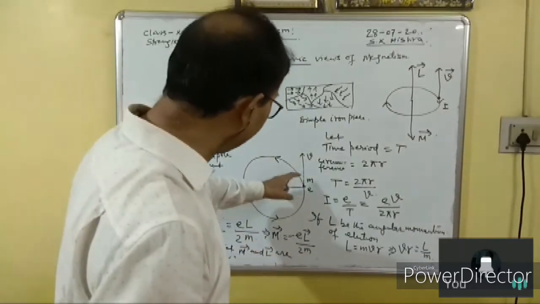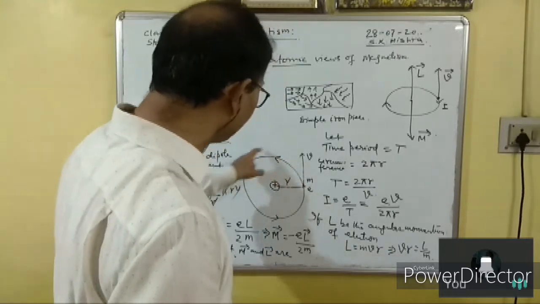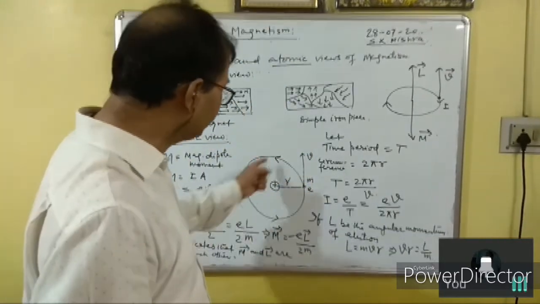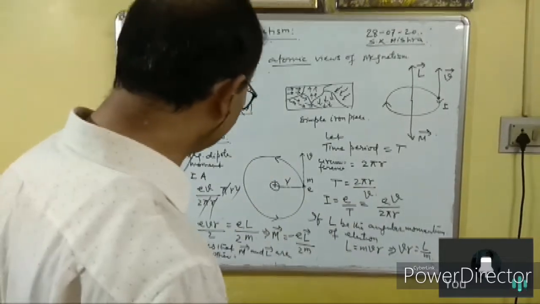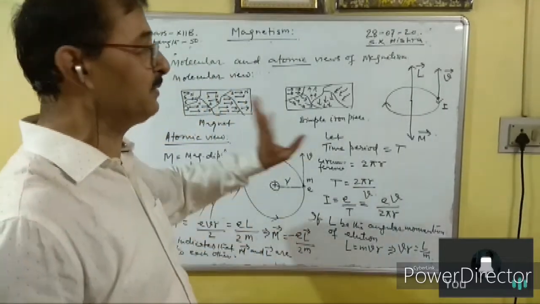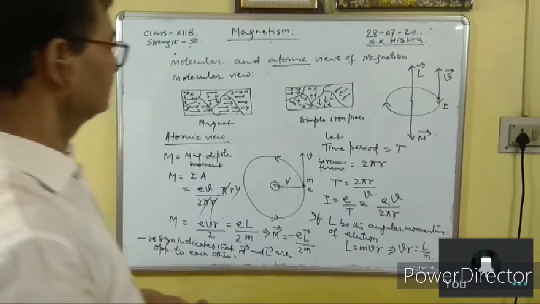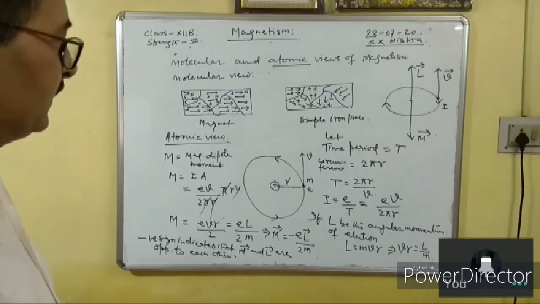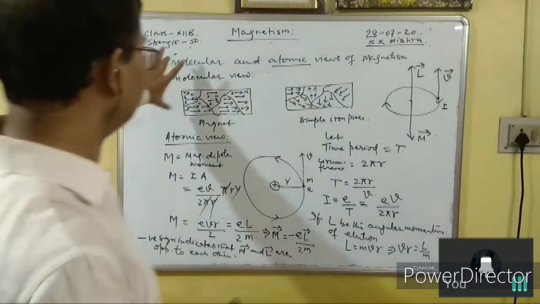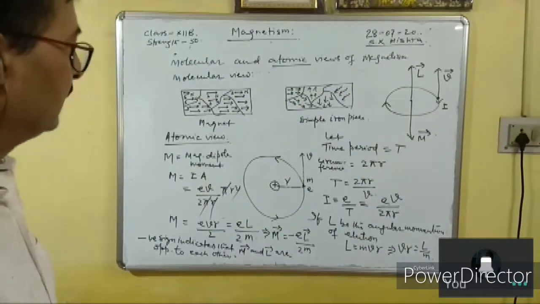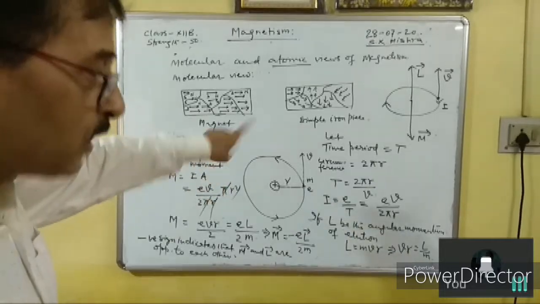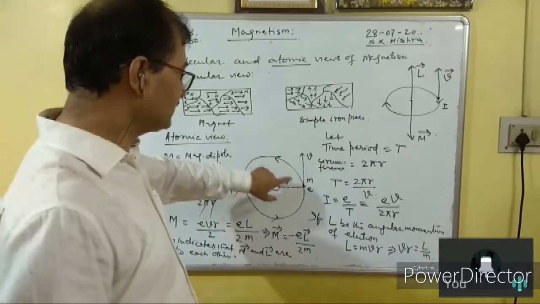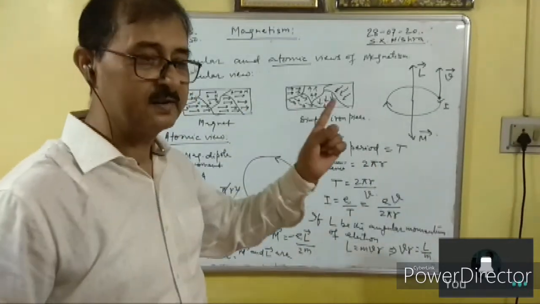The upper face is south and the bottom is north, and so this side is the magnetic dipole moment. And angular momentum is r cross p. The direction of r is this, and p, the momentum, is along the tangent. Whatever is the direction of velocity, momentum will have the same direction. So the momentum of this revolving electron is along this direction.